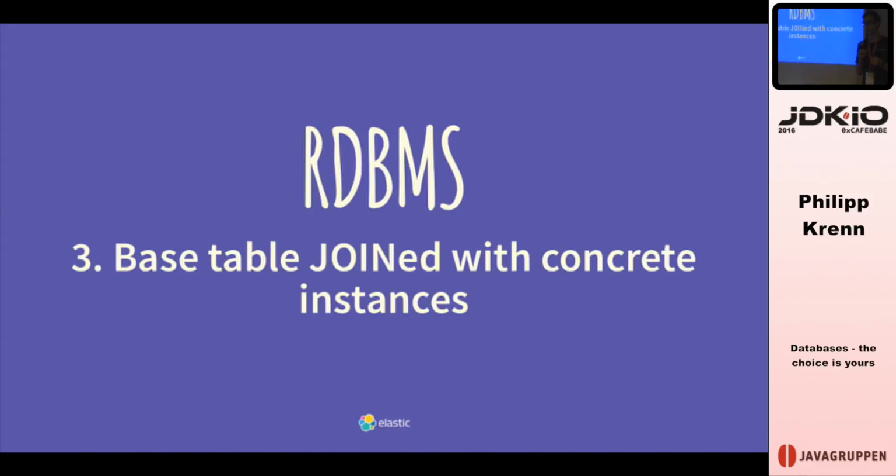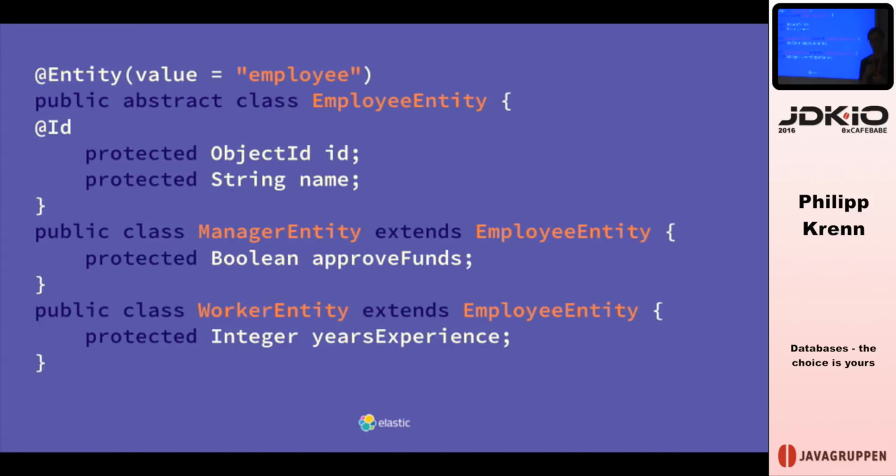So you have one table for employees, one table for managers, and one for workers. And whenever you want either a manager or a worker, you need to join that with the base table. Again, it works, but it is not as nice as it probably could be. So we'll take a quick look at how MongoDB does that.